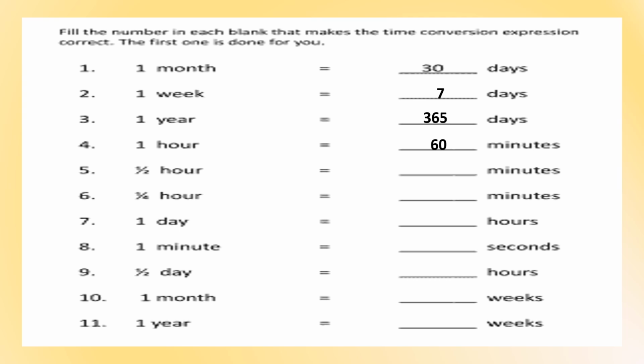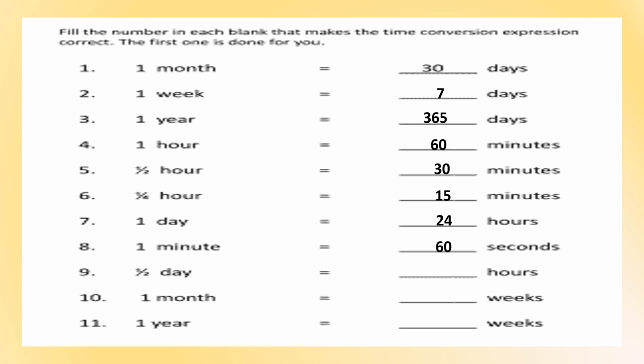Half hour. So do the half of an hour, you have to write it in minutes. So 1 hour has 60 minutes. Do the half of this, it will be 30. Then 1/4 hour, you have to convert into minutes. So 1/4 of 60 minutes, that is a quarter. So 15 minutes. 1 day has 24 hours.